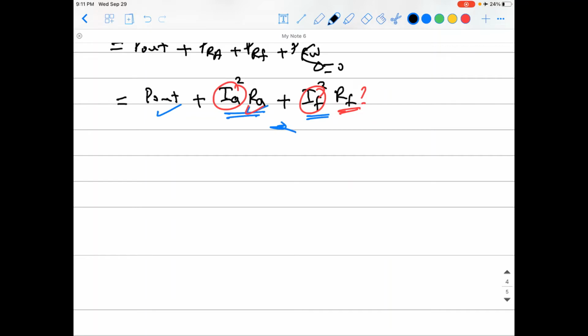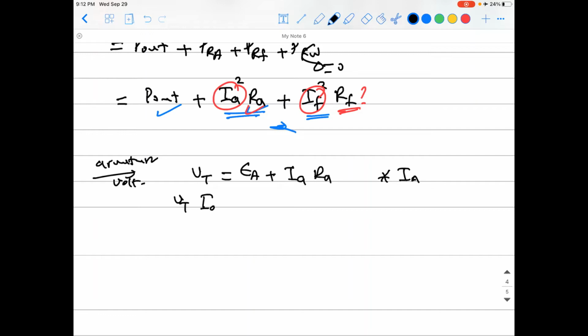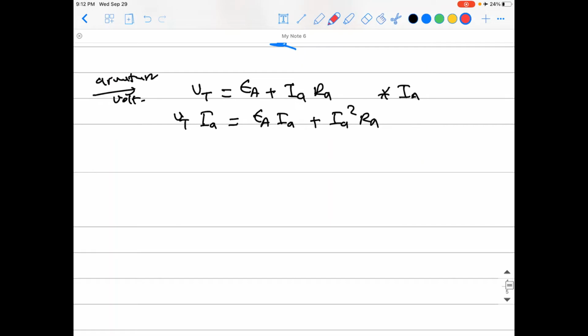Let's write down the armature voltage equation. V terminal equals EA plus IA RA. That is the armature equation. Okay? If you multiply both sides of the equation by IA, it will give you V terminal IA equals EA IA plus IA squared times RA. Why am I doing this? Because I want this to appear. EA IA, remember this value? That is the converted power.